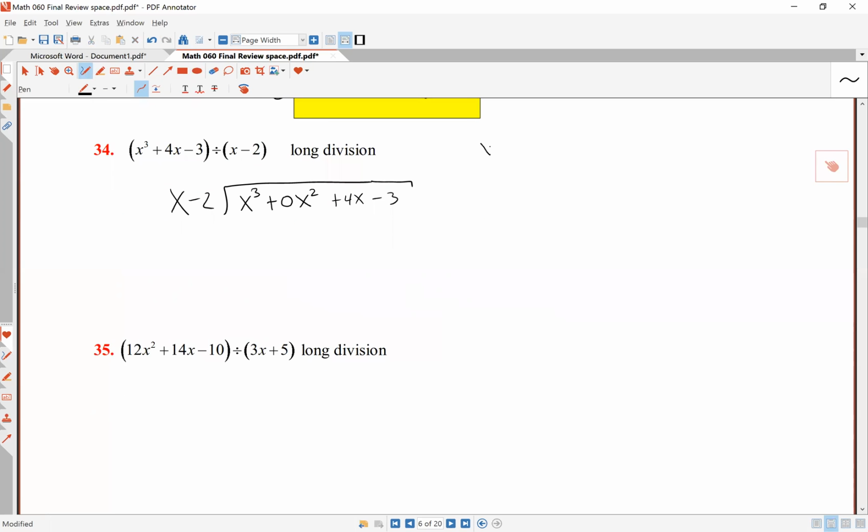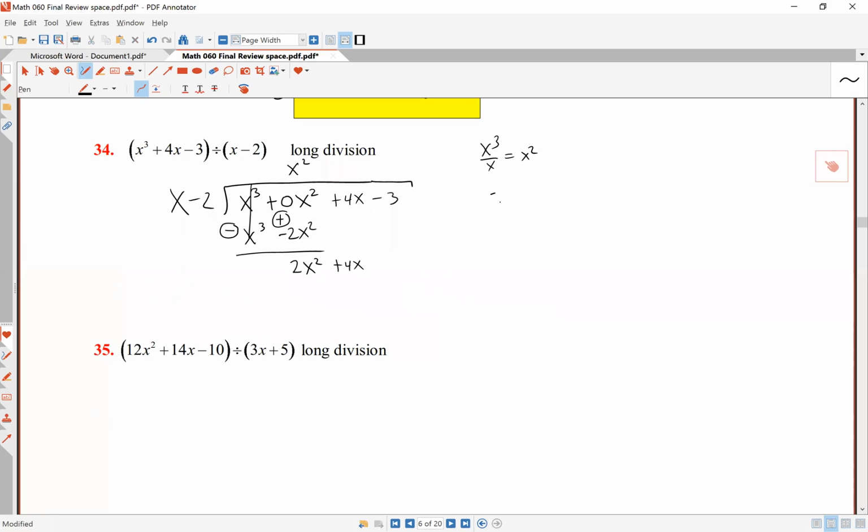X cubed over x is x squared. X squared times x is x cubed minus 2x squared. We subtract by changing the signs, and those cancel. 0 plus 2 is 2x squared. And we bring down the 4x now.